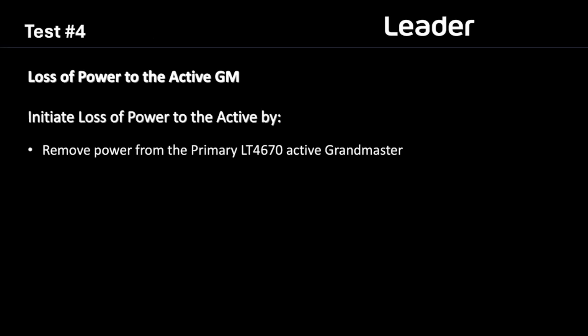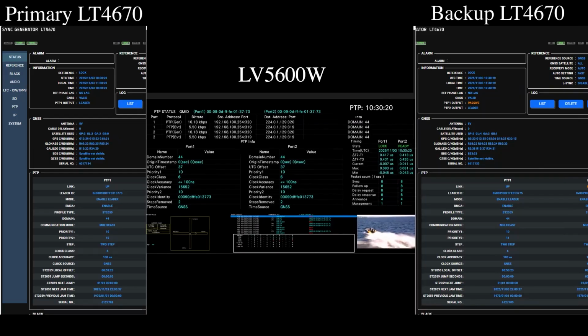You can initiate the loss of power to the active Grandmaster by removing the power from the primary LT4670 if it's the active Grandmaster as selected by the best master clock algorithm. So let's take a look at the operation.